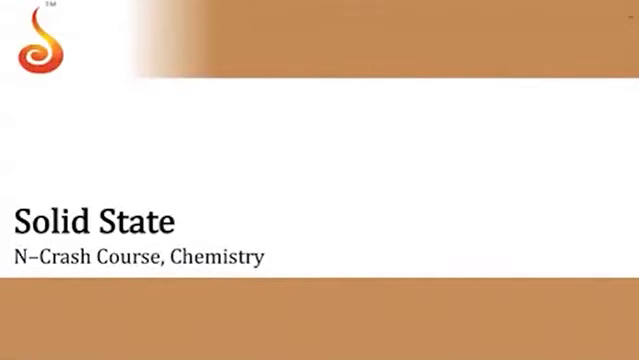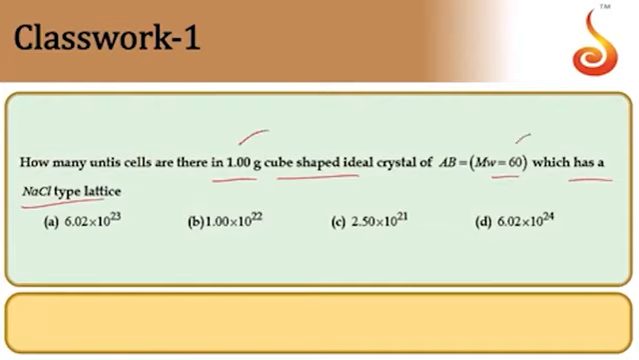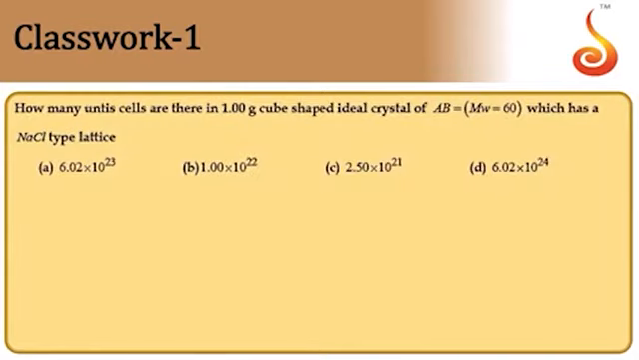Today we will discuss questions from solid state chemistry. First question, how many unit cells are there in 1 gram cube shaped ideal crystal of atomic mass 60, which is having NaCl type of structure? So 1 gram is the mass of the crystal given to us. Molar mass is 60 and it is NaCl type of crystal. Now how many unit cells are there in that? Let us see the calculation part.